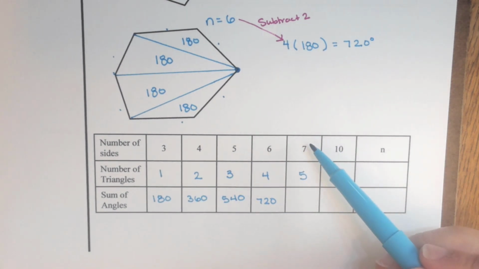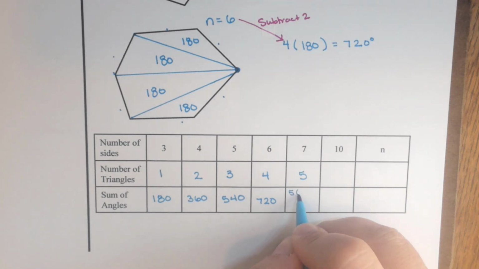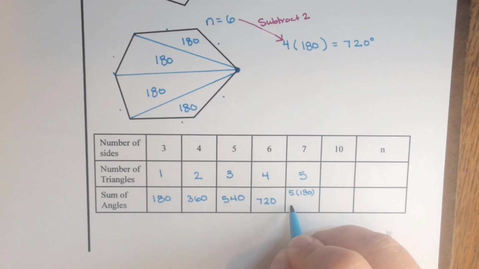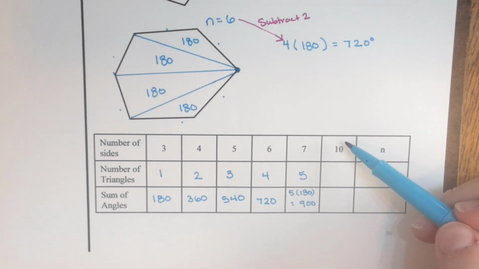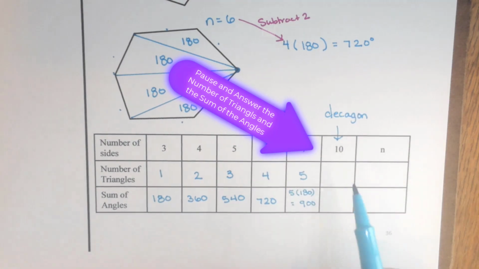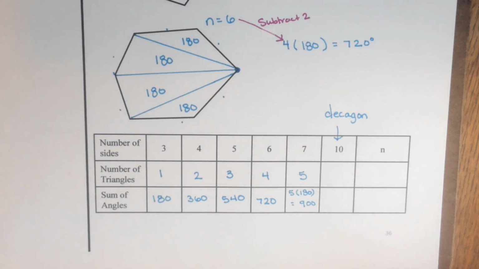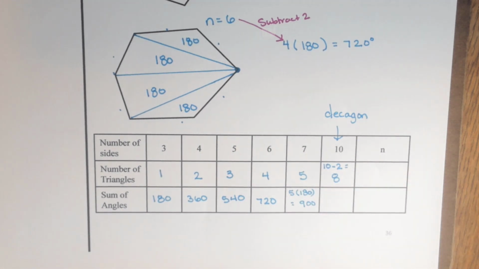But I also can go 7 minus 2 is 5. So 5 times 180 is 900. So how many triangles am I going to have when I have a 10-sided figure? By the way, a 10-sided figure is called a decagon. So how many triangles would I have made? Well, I would have made 8 triangles. 10 minus 2, or 8 triangles.